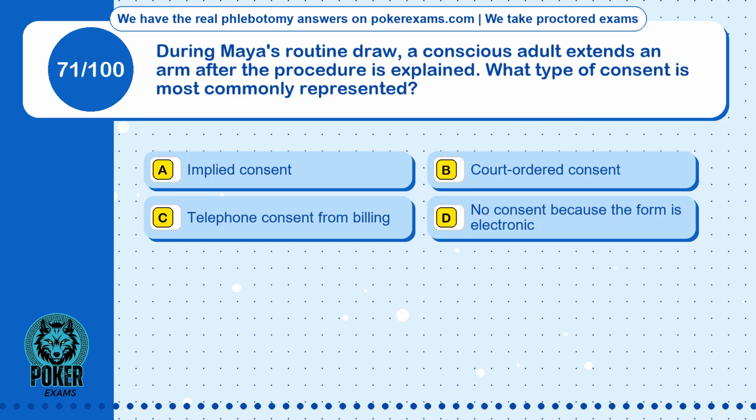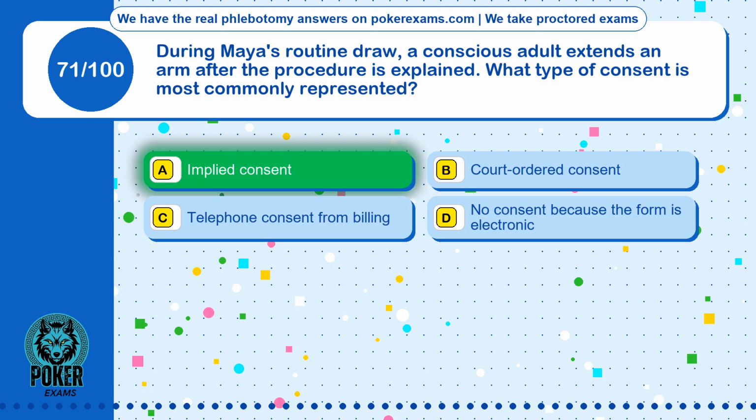Question 71. During Maya's routine draw, a conscious adult extends an arm after the procedure is explained. What type of consent is most commonly represented? Option A, implied consent. Option B, court-ordered consent. Option C, telephone consent from billing. Option D, no consent because the form is electronic.